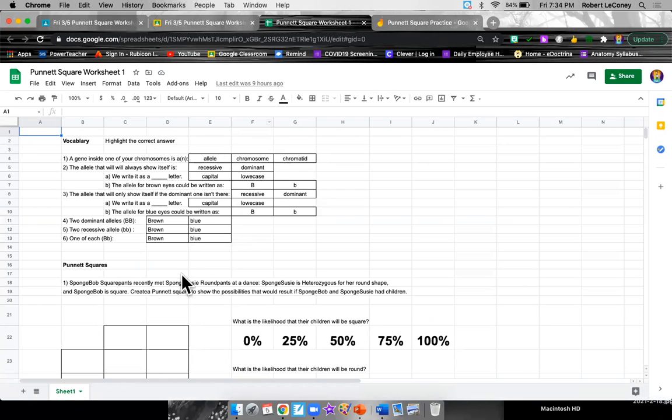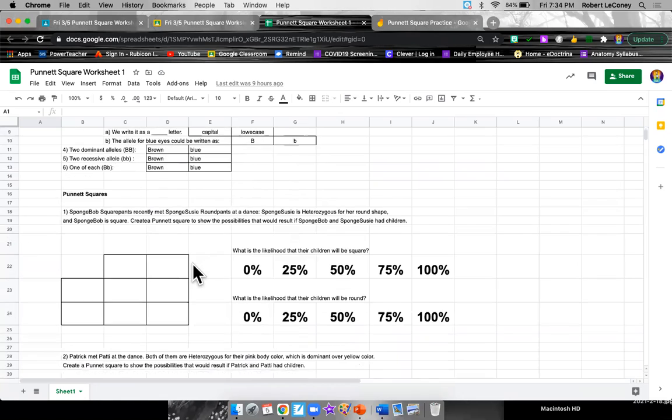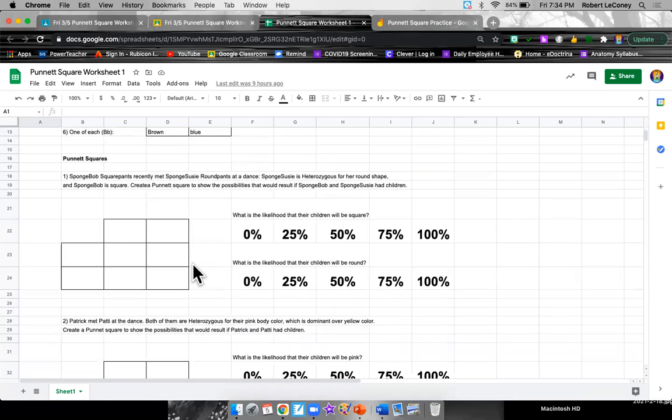We went over this in class. So I'm just helping you set up the Punnett squares. All right, so SpongeBob recently met Sponge Susie Round Pants at the dance. Sponge Susie is heterozygous. That means two different alleles for her round shape. She has one dominant and one recessive. And what's the rule? The dominant one always wins. So if she has a dominant trait, she's showing it. And it says round, she has a round shape. That round shape must be dominant because that's what she's showing.